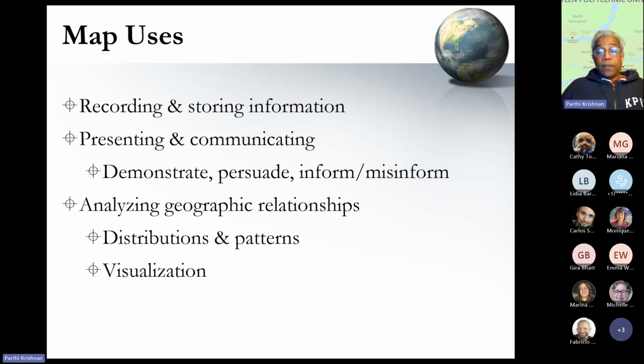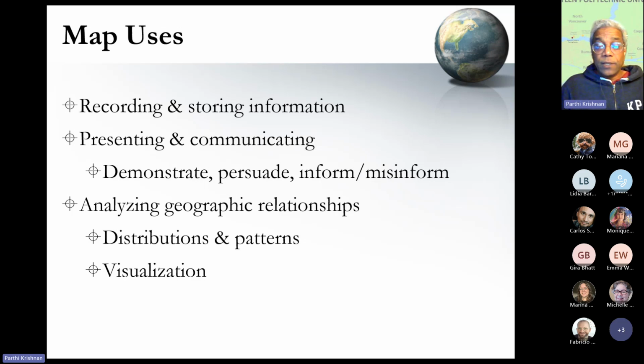Maps also present and communicate, especially difficult and complex ideas and concepts. By depicting features of interest in a 2D form, it allows the user to read the information such as adjacency, centrality, and proximity, which are often very difficult to describe in words.